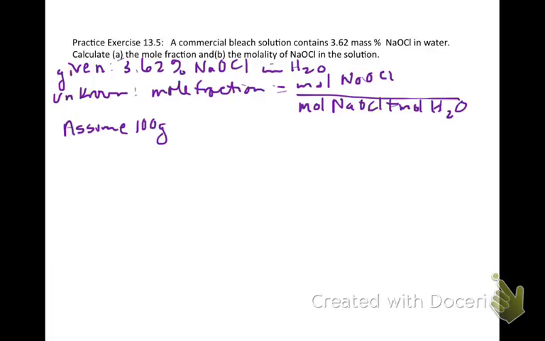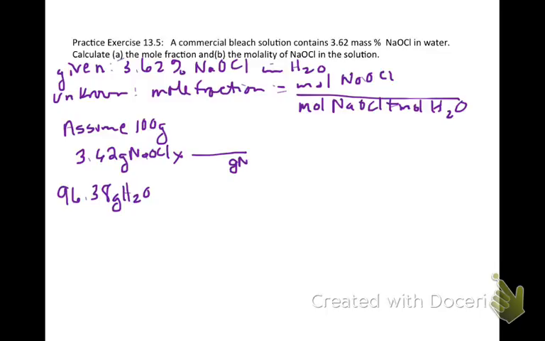If I assume I have 100 grams, then I know that I have 3.62 grams of the sodium hypochlorite. That can get me to moles. I know there's only two components, so I know that there's going to be 100 minus 3.62 grams of water. Okay, so that gives me 96.38 grams of water. From this information, can I get moles of both of those? Yes. So let's go ahead and do that.